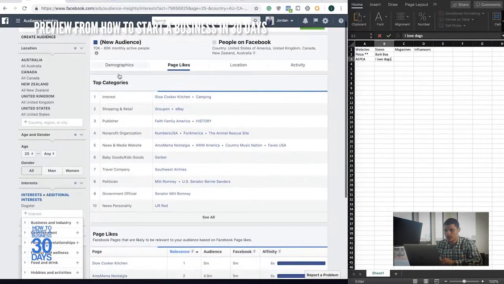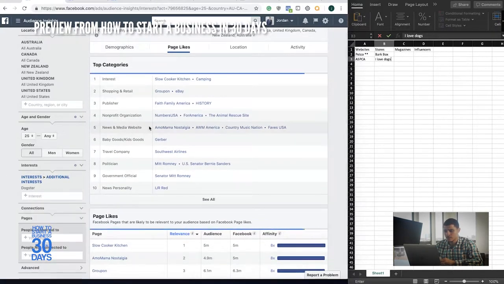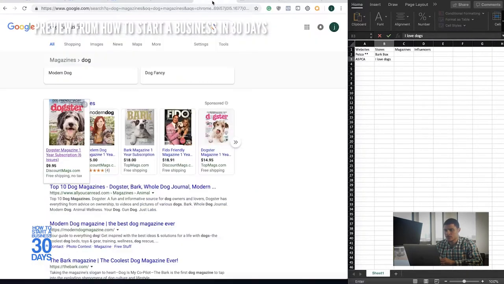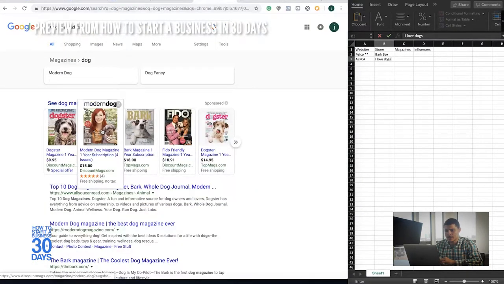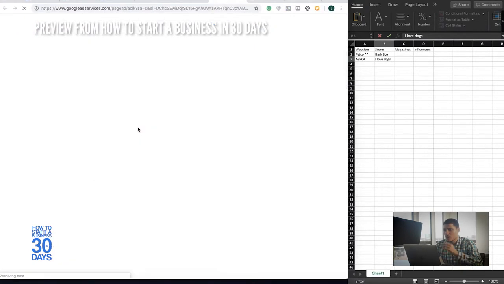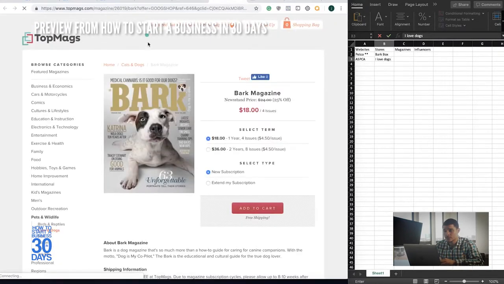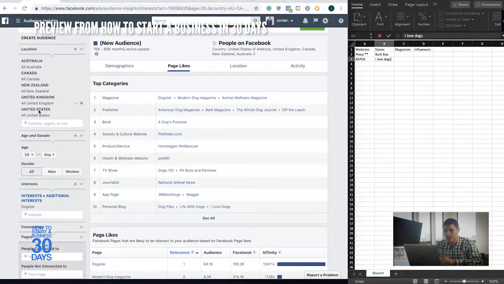It's coming, loading a little bit. Dogster magazine, let's look. Bark magazine. See, 4 issues, $18. This is one of those. So here we go, we got Dogster magazine. Modern Dog, look at all this dog stuff. You see how the magazines are very rich in buyer's intent. Look, let's look at Modern Dog magazine.